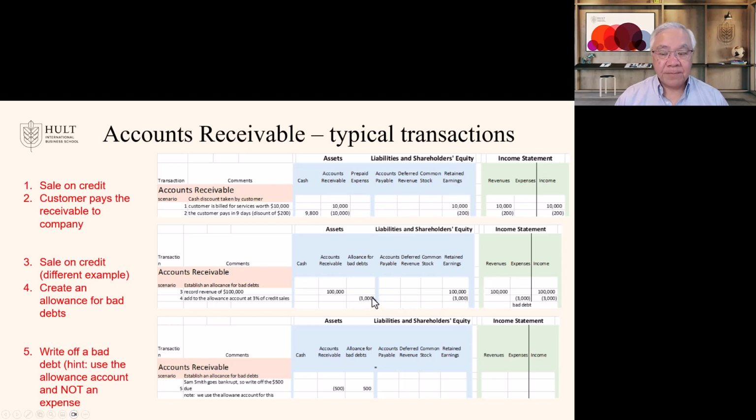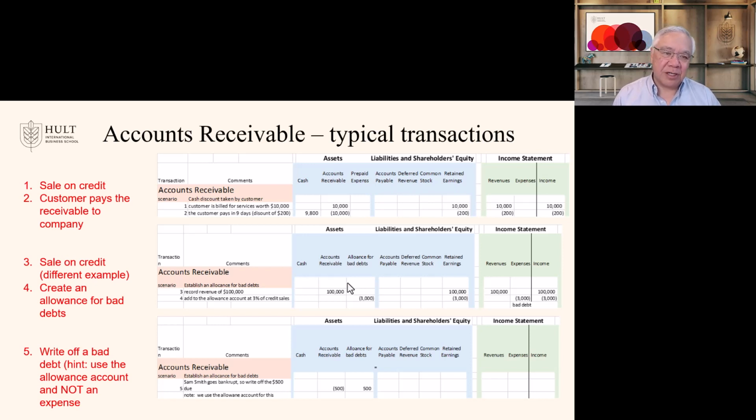Now notice that it's an offset to accounts receivable. This is an example of a contra asset account. It goes against another asset. So this 3,000 is tied to this 100,000, and it offsets that 100,000 for what we think we'll ultimately receive. Now notice nothing bad has happened yet. We just sold $100,000 worth of product, but we estimate based on history and judgment that 3% of those will not be collected. And there are many reasons why we don't collect.